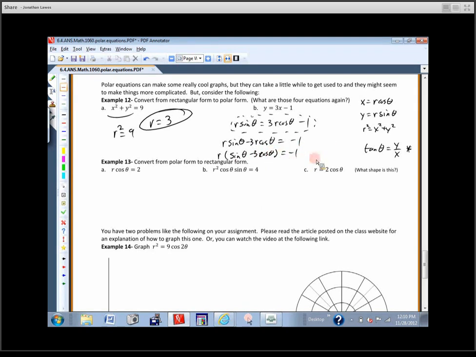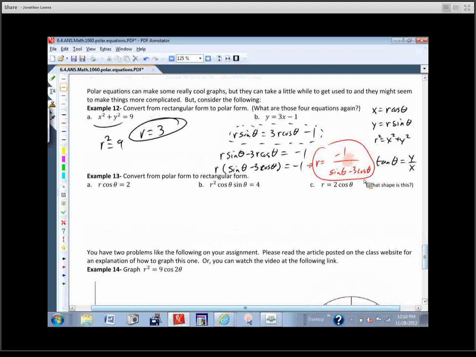And then finally, to get r by itself, r equals negative 1 divided by that stuff right there: sine theta minus 3 cosine theta. And that would be the answer. Any questions?